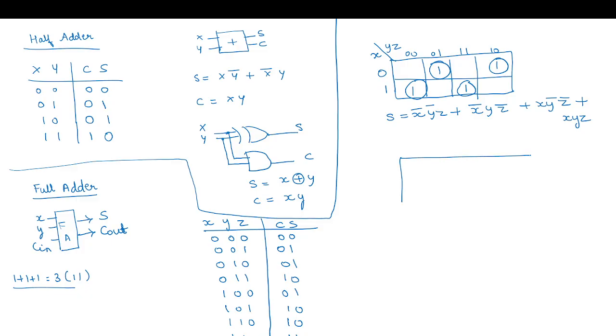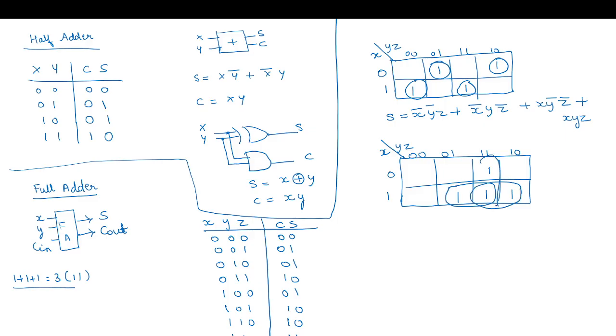And for the carry, this forms a group, again this and this. So we get carry is equal to xy plus xz plus yz.